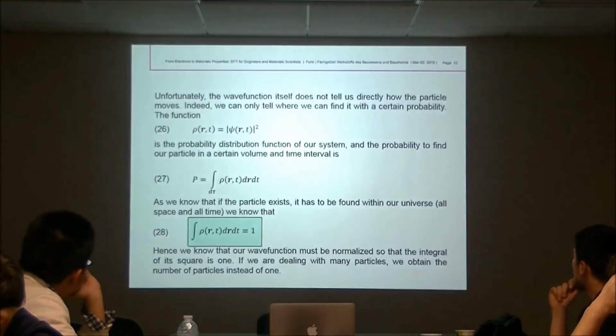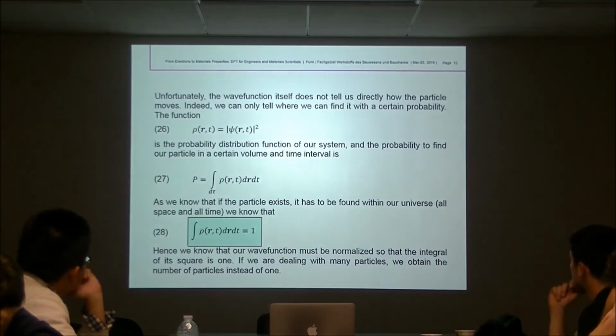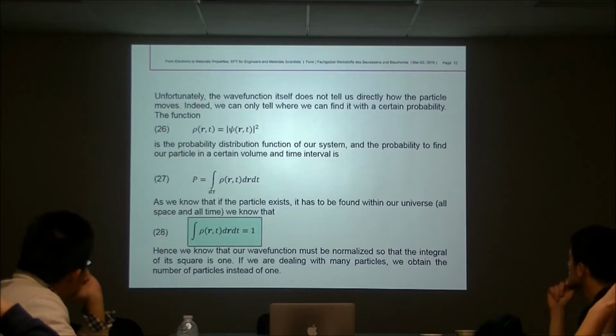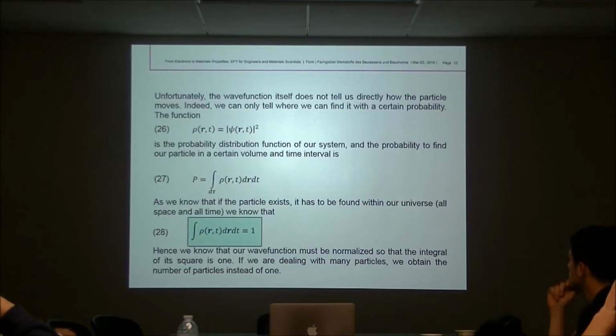Because the wave function itself is not an observable. We cannot measure it. What we can measure, however, is its square. This is the probability distribution. So this is the density function. This density is the square of our wave function. This is what we can measure.